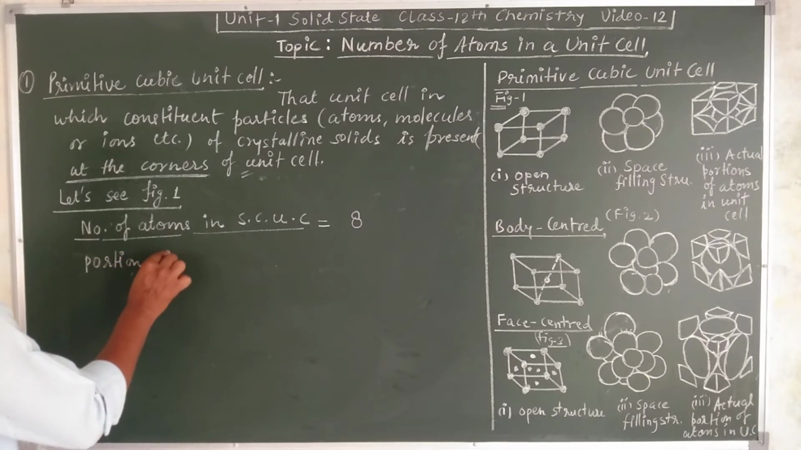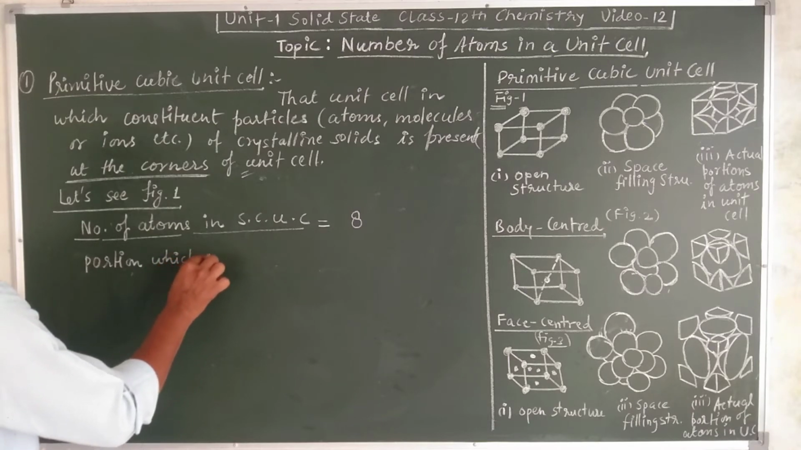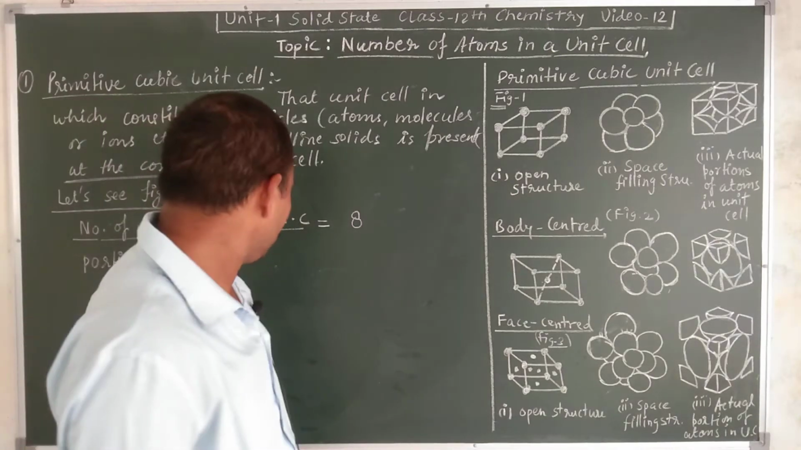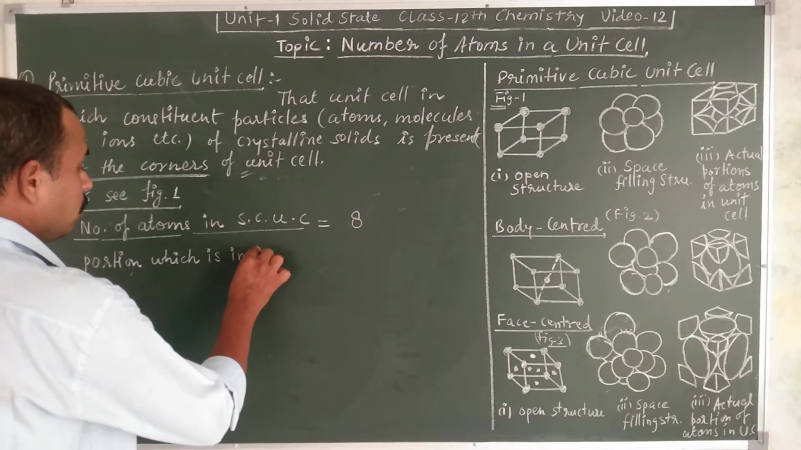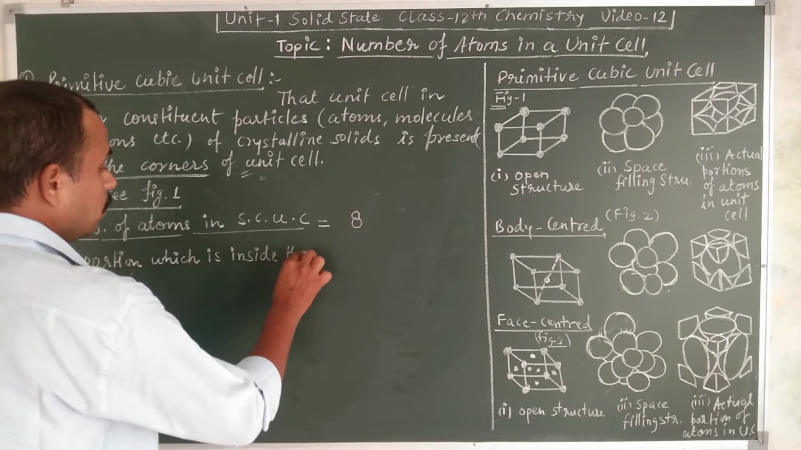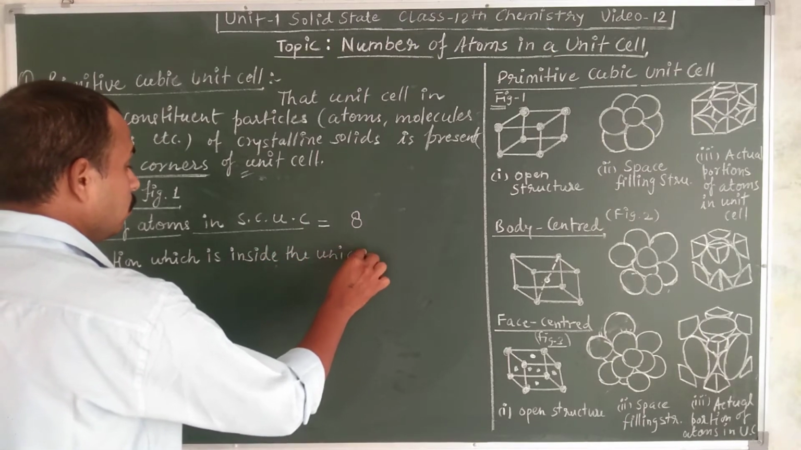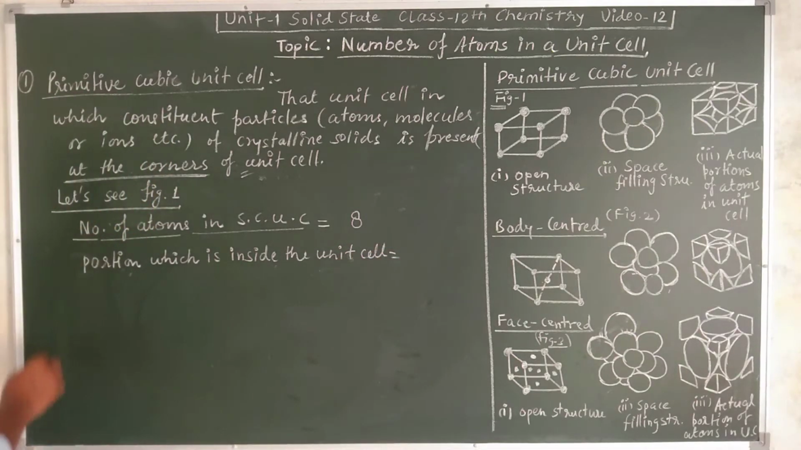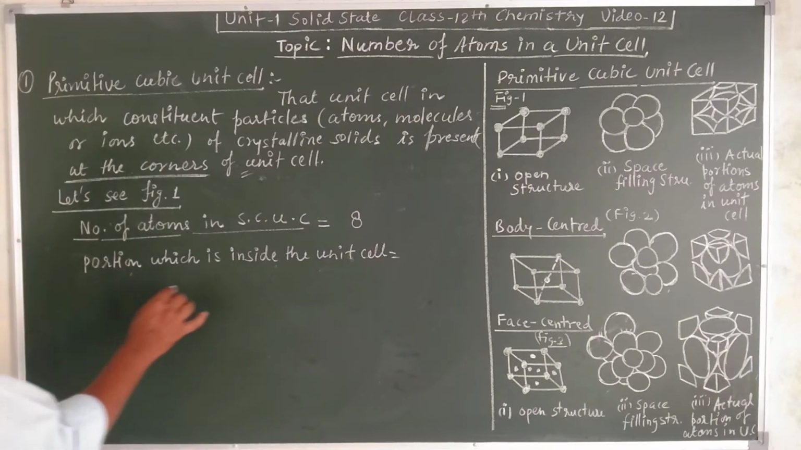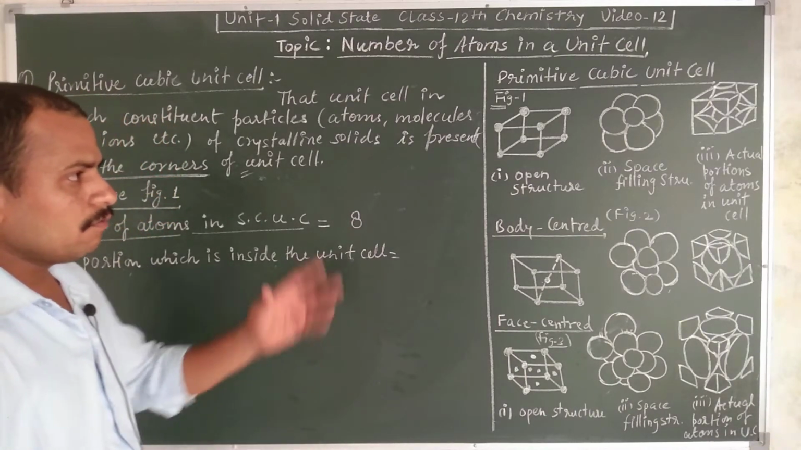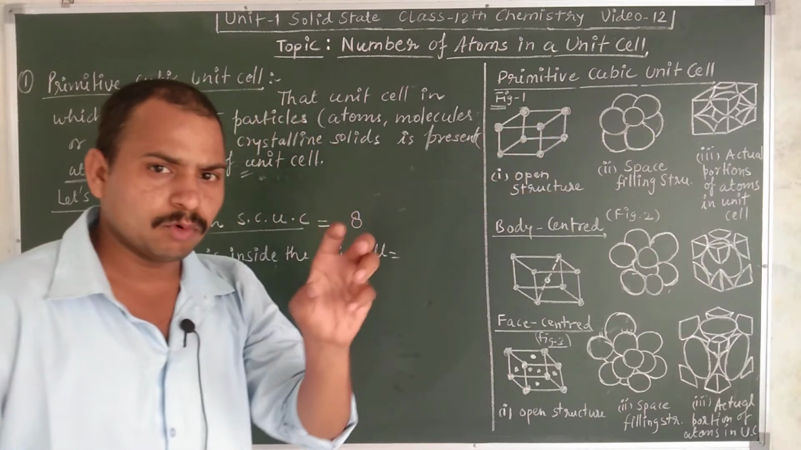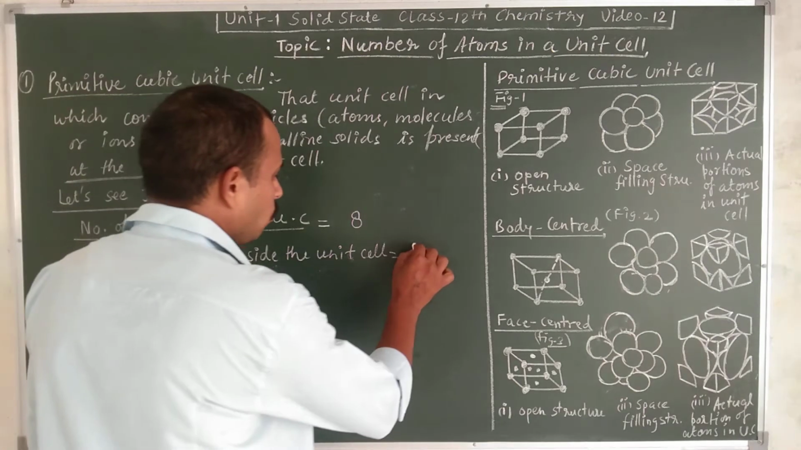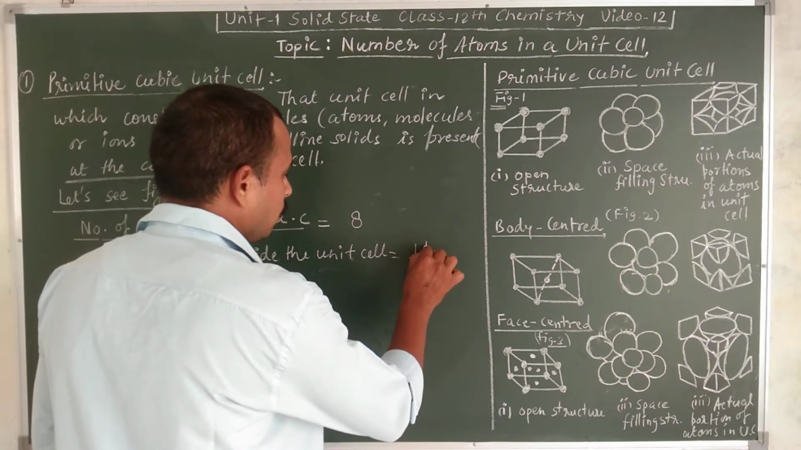Which is inside the unit cell. Of one particle, how much portion is inside the unit cell? So this is the 1/8 portion. 1/8 portion.